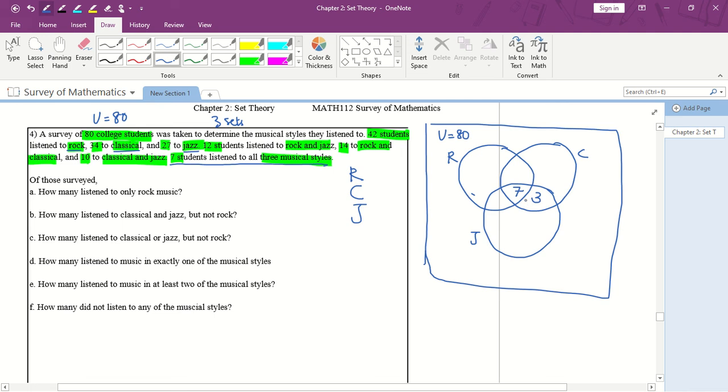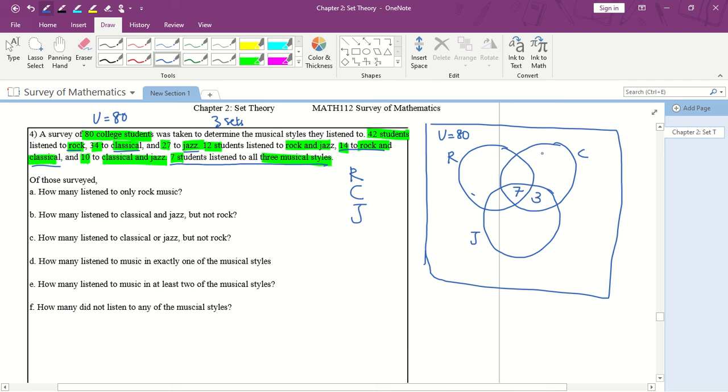If they want to represent only this region, they will say classical and jazz only. This means that it doesn't involve rock. However, it doesn't say only, which means that it actually somehow involves rock too. Let's continue. Classical and rock, 14. 14 listen to rock and classical.